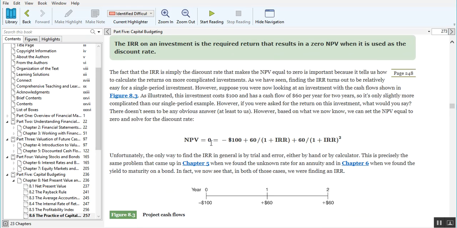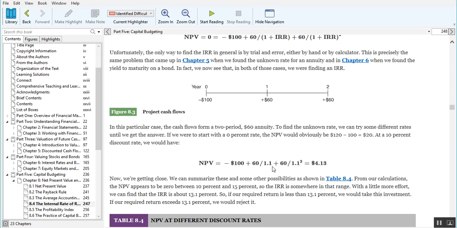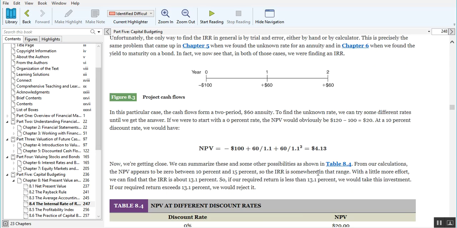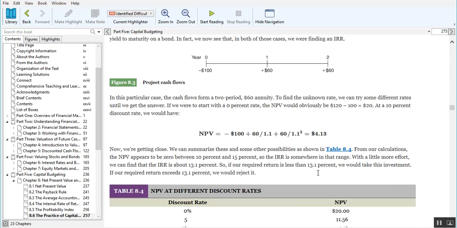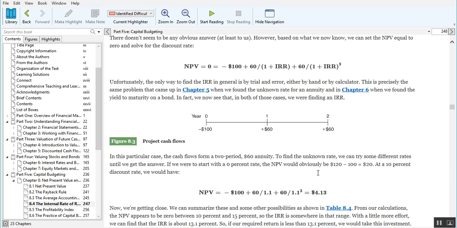If the net present value is zero and we had an investment of $100 and we had a return of 60 in the first year and 60 in the second year, what would that rate of return be? Well, here's how we calculate it. We take negative 100 plus 60, which is going to be a negative 40, divided by 1.1 plus 60 divided by 1.1 to the second power, and so we get $4.13, which is a net present value. That's close. That's not exactly it, but we're getting closer.